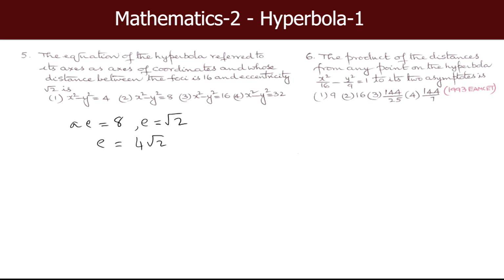So, what is the equation? Eccentricity is root 2. Here A is 4 root 2. And A is also equal to B, because eccentricity root 2 means it is a rectangular hyperbola, so both axes must have the same length. So, x square minus y square equal to A square, that is 32.